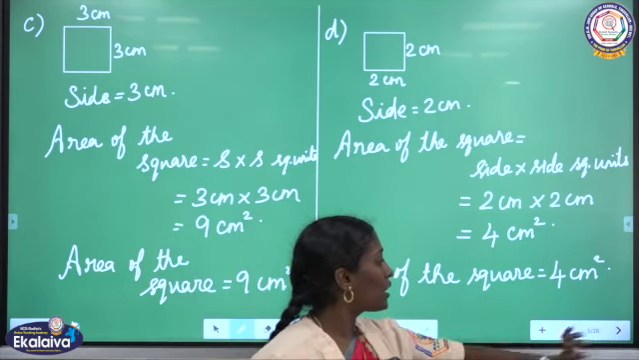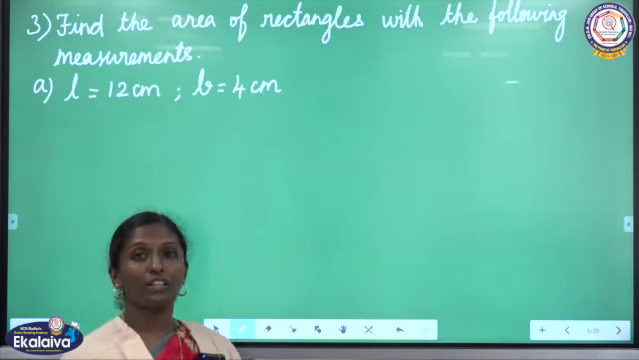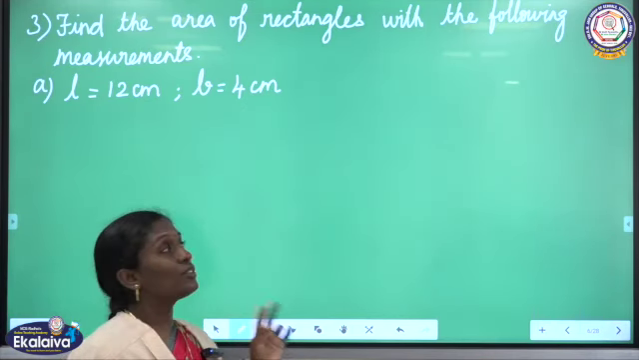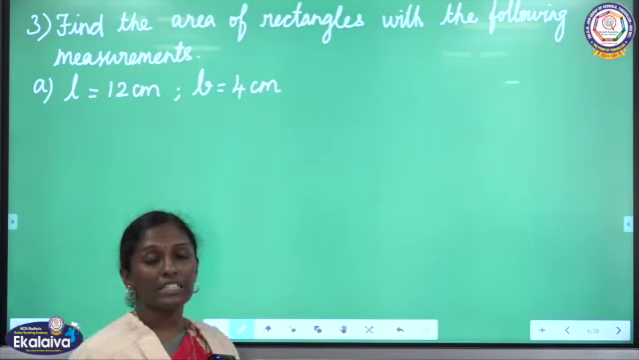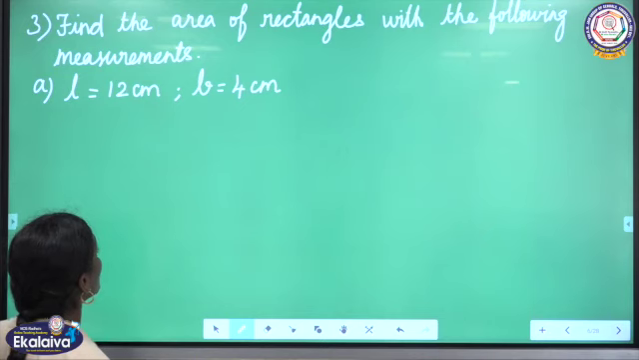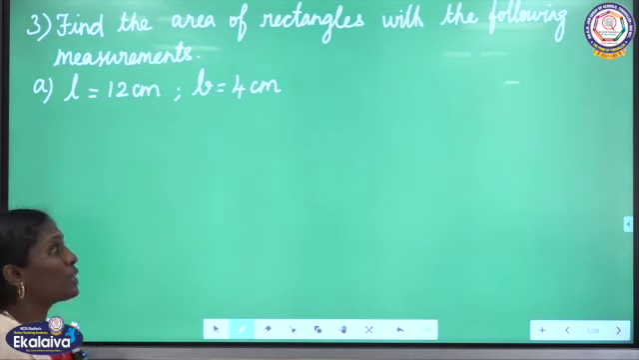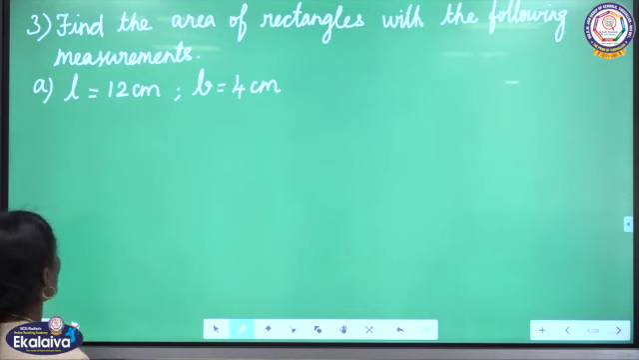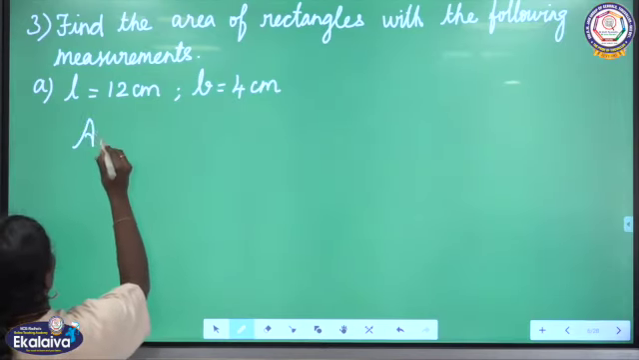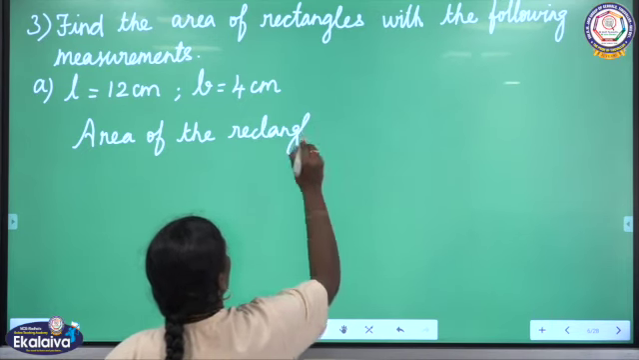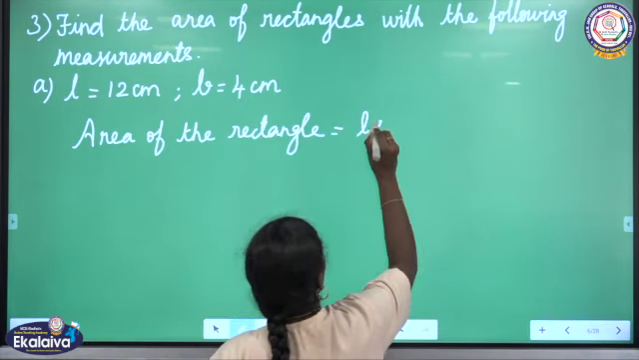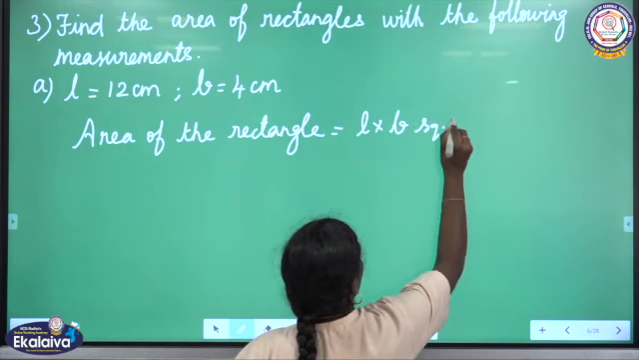By using the formula to find the area of the rectangle, length into breadth square units. To find the area of the square, side into side square units. Here find the area of the rectangles with the following measurements. Here picture is not given, they are giving the length and breadth. By using this, we are going to find the area of the rectangles. What is the formula? Length into breadth square units.